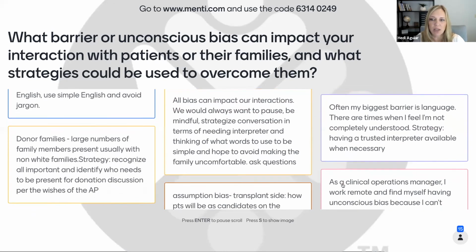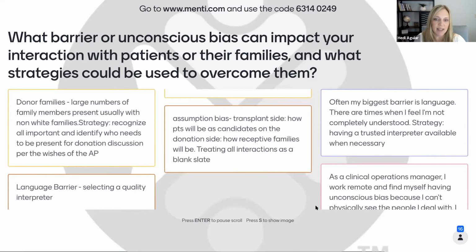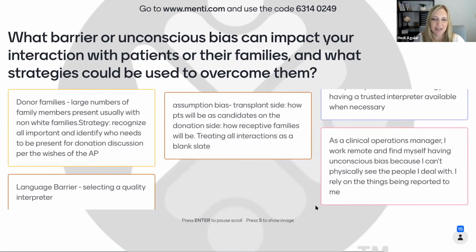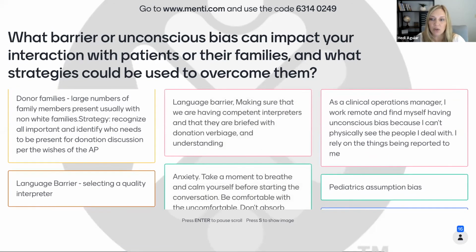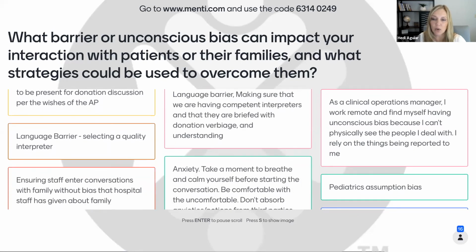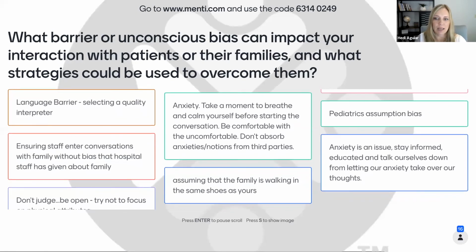I can imagine there being a lot of unconscious and maybe even conscious biases with some people that you're interacting with. And so maybe a good way to overcome that is to ask good questions and not run with the assumptions that might be formulating.